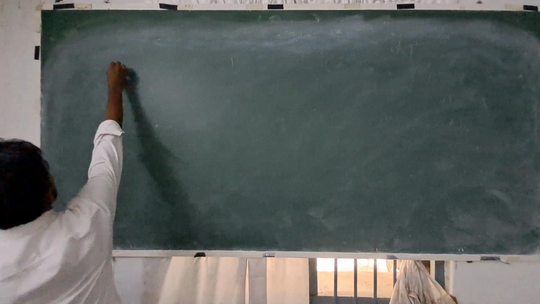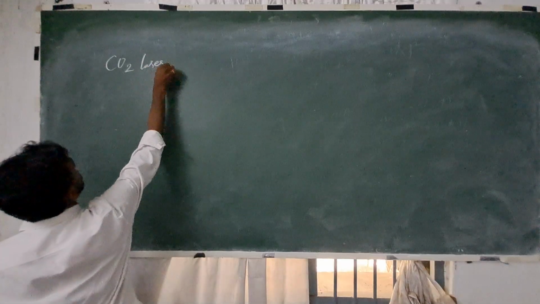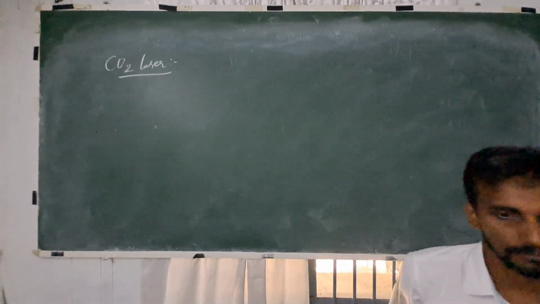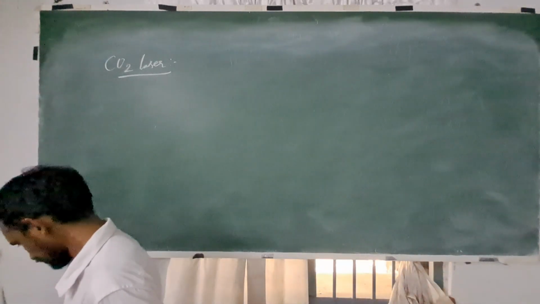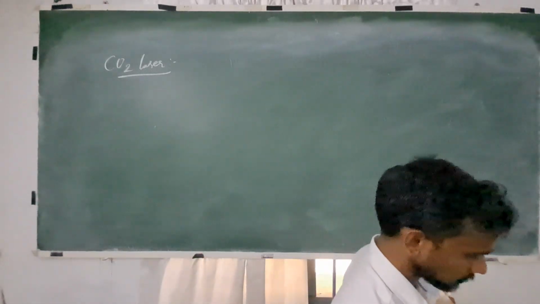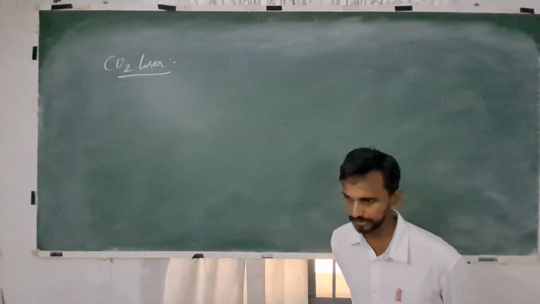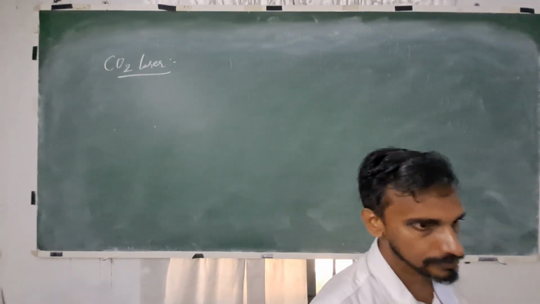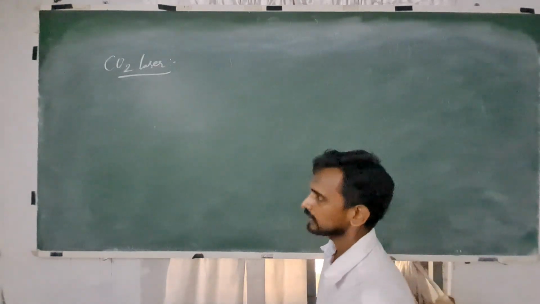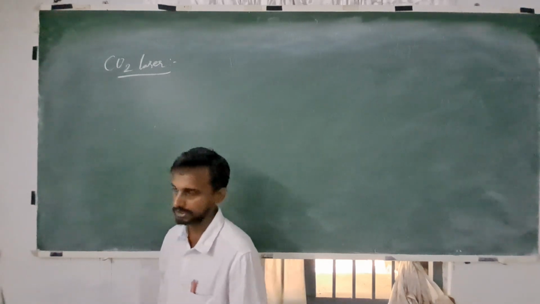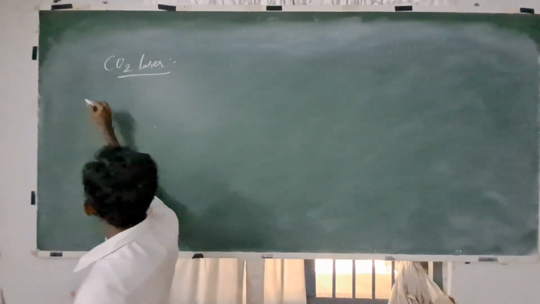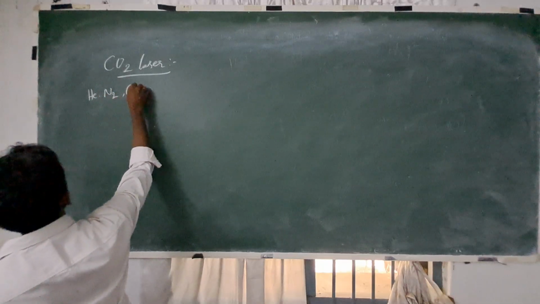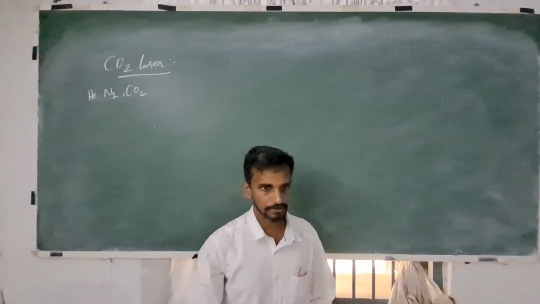Right. Our next topic is CO2 laser. So I've seen different types of lasers: solid state lasers, gaseous lasers like ruby laser, helium neon laser, semiconductor laser, and all. So here CO2 laser is also another gas laser. So just like helium neon laser, here we'll be using helium, nitrogen and CO2, three gaseous mixtures.